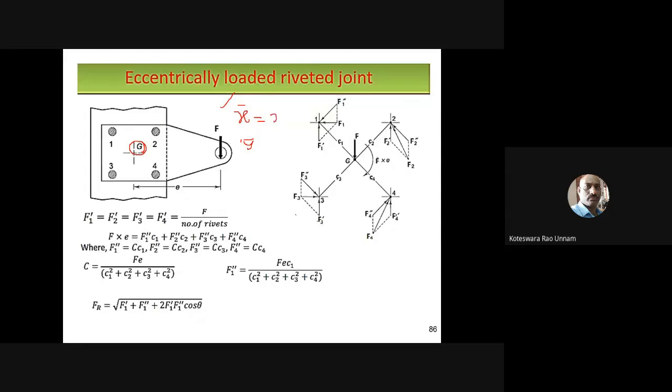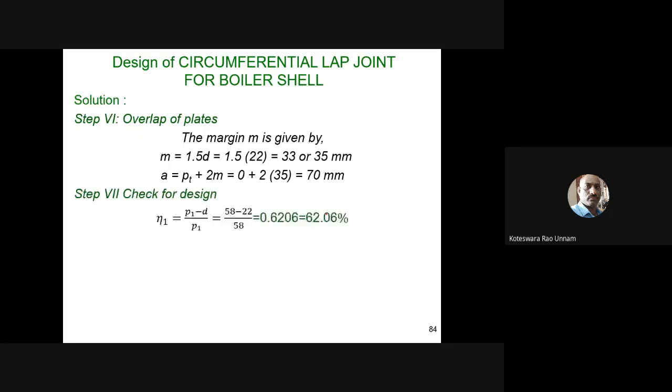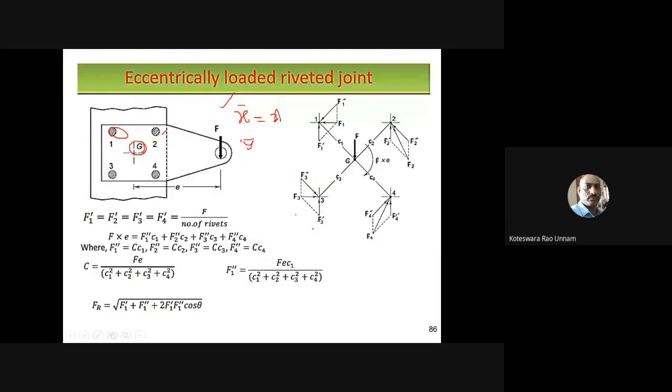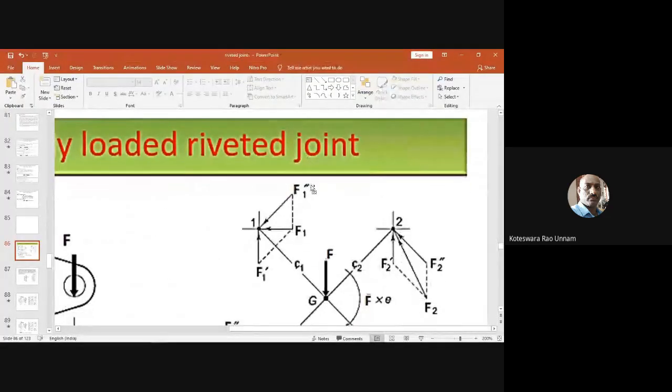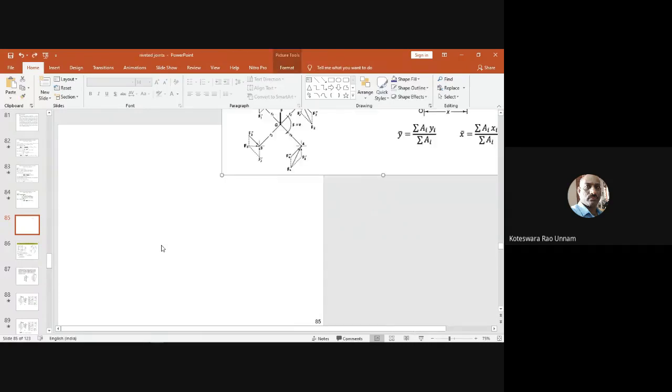X bar is nothing but, if I take the area of rivet 1 as A1, rivet 2 as A2 and rivet 3, okay, maybe I have that diagram here. Where is it? Oh, it's gone, maybe that slide is gone. Okay, it is there, yes.